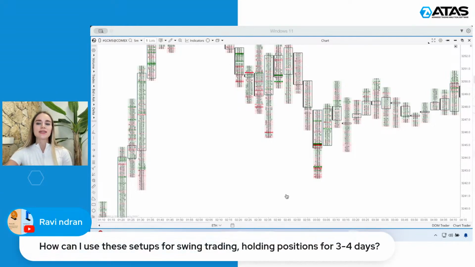Yes, you can use these setups for swing. I do trade swing already as well. This is more for the specific entry and exit. I use a volume-based trading strategy to determine my entry zones, and then I use footprint to find the specific entry and exit when the price comes to my major zones.